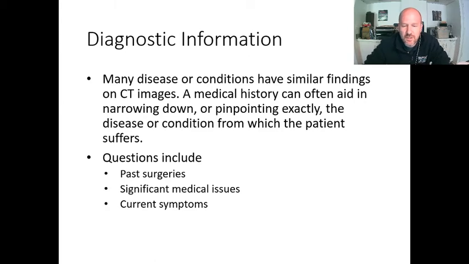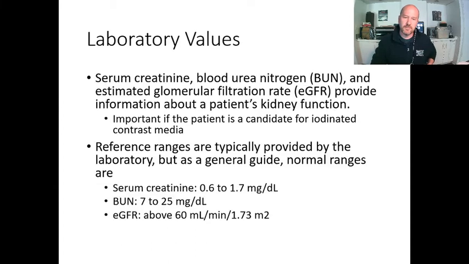Diagnostic information. So these are things that might show up on the CT scan, like if they've had their gallbladder out, previous surgeries, other medical issues like diabetes mellitus, cancer diagnosis, pretty much anything that could alter the normal state of anatomy I need to know about prior to starting a CT scan, as well as any current symptoms and stuff that we might be looking at.